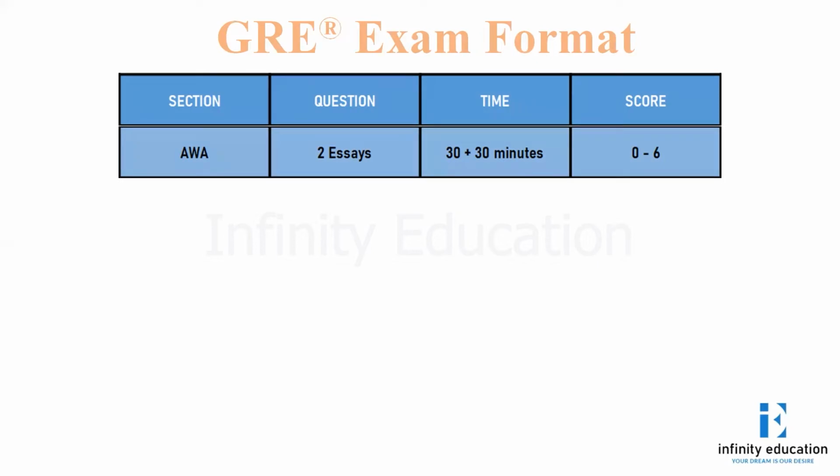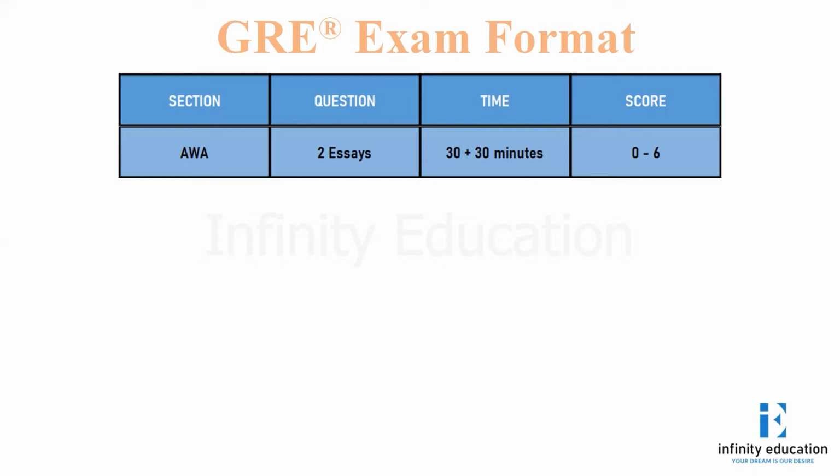The 2 essays are slightly different from each other, not exactly the same thing. At the same time, we know that the time allotted for these 2 essays is 30 odd minutes, so a total of 60 minutes. The first section is of 1 hour, within which I'm expected to write down 2 essays and finish within that amount of time. The score for these 2 essays is on a scale of 0 to 6.